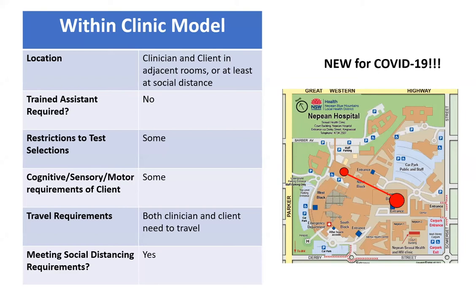Good news is that you don't really need a trained assistant, and it does meet social distancing requirements, but there are some restrictions in terms of the tests that you can provide and the sensory, cognitive and motor requirements of the client. Because with the remote model, if there's someone with quite profound cognitive issues, I can use the assistant to help me more and more. But you'll see very soon in this within clinic model, it does require more demands of the client or the patient. Next slide, please.